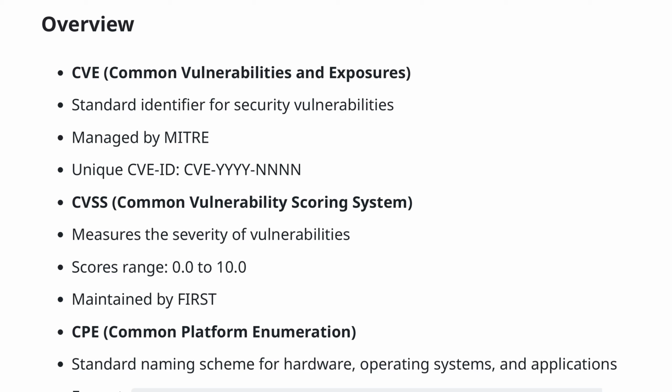Scores range from 0, indicating no severity, to 10.0, indicating the highest severity. This system is maintained by FIRST, or the Forum of Incident Response and Security Teams. Lastly, the CPE, or Common Platform Enumeration, is a standard naming scheme used for the identification of hardware, operating systems, and applications. This enables a consistent method for naming and categorizing platforms across various systems and databases.